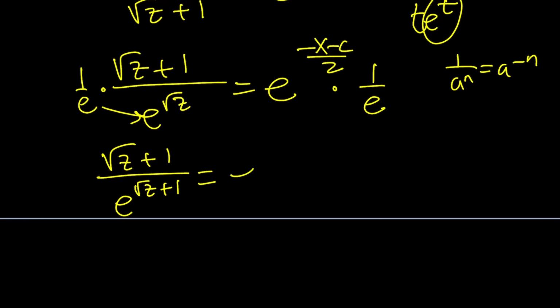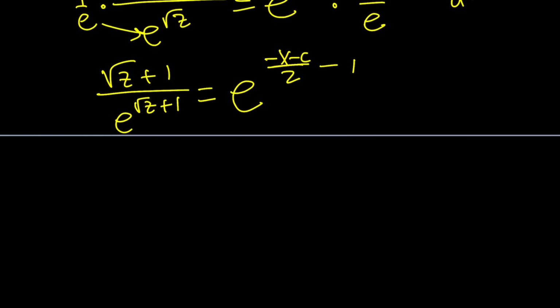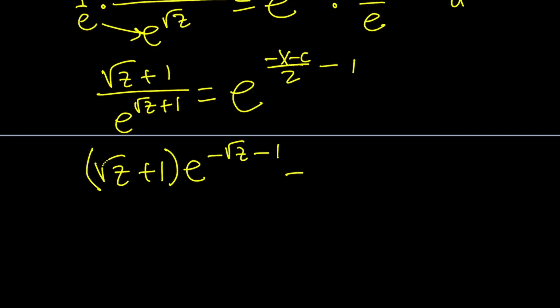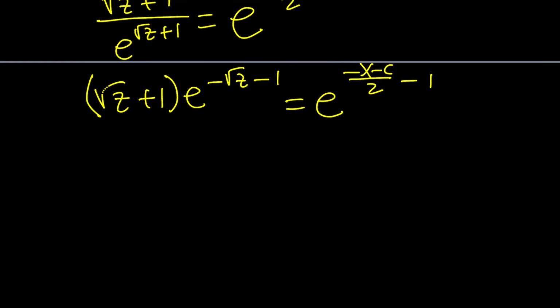So you can kind of write it as negative x, here, e to the power negative x minus c over 2 minus 1. And of course, you could also write it as minus 2 over all over 2. Anyway, same idea. Now, let's go ahead and negate this now. We're going to write it as e to the power negative root z minus 1 equals e to the power negative x minus c over 2 minus 1. So far, so good. Are you with me? Okay, great. We're almost done.